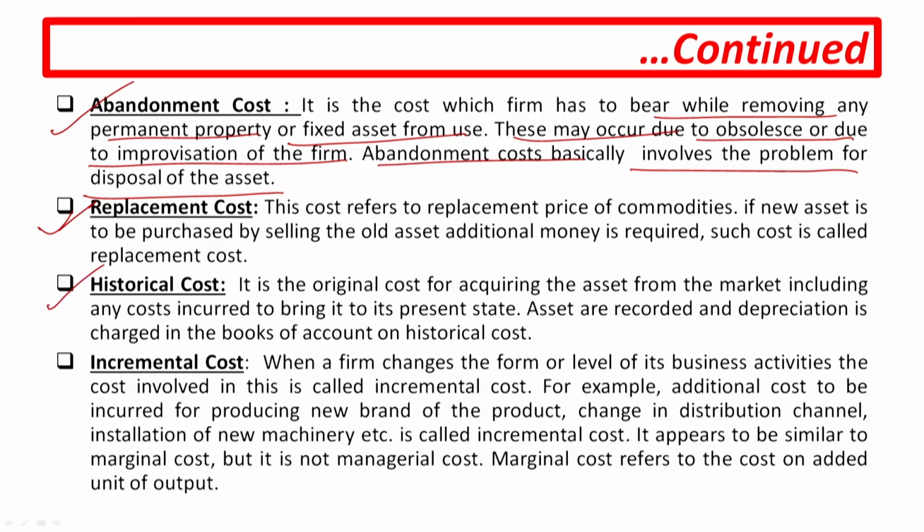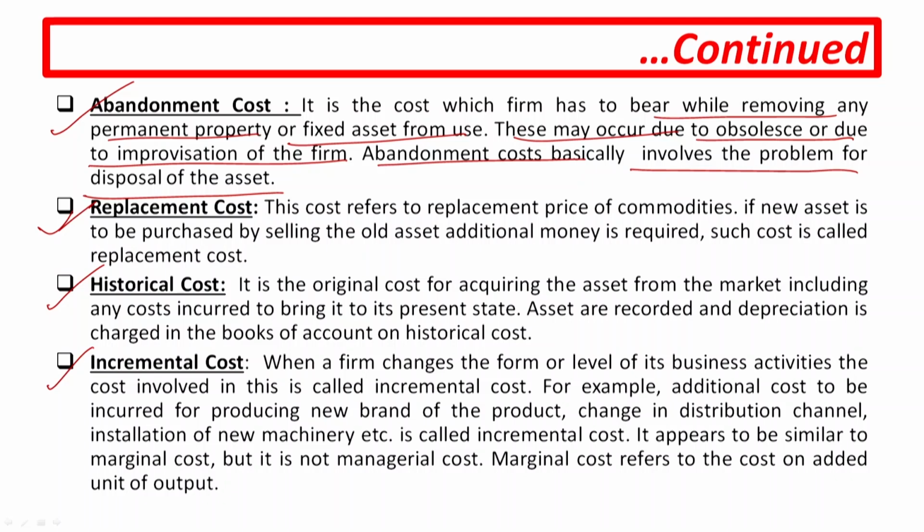Historical cost. As we know, it is the original price of the product. Historical cost is nothing but the original price which we actually paid for buying the commodity and putting it to use. And in the books of account, it is the historical cost which is recorded. For example, you have purchased a machinery for 50,000 rupees. So this 50,000 is the historical cost for that asset. And in the books of account, you are going to represent this asset only by this cost.